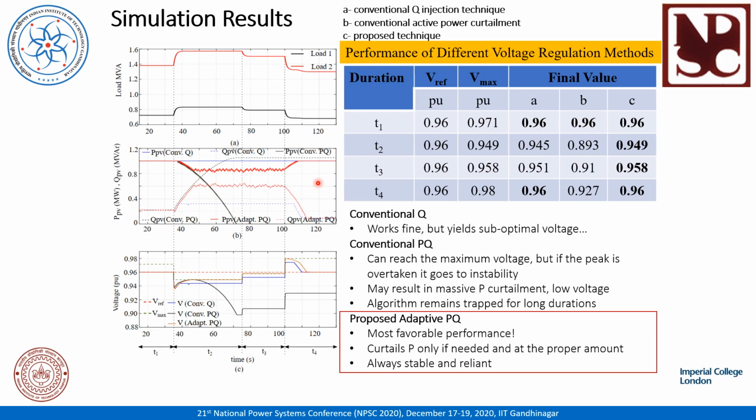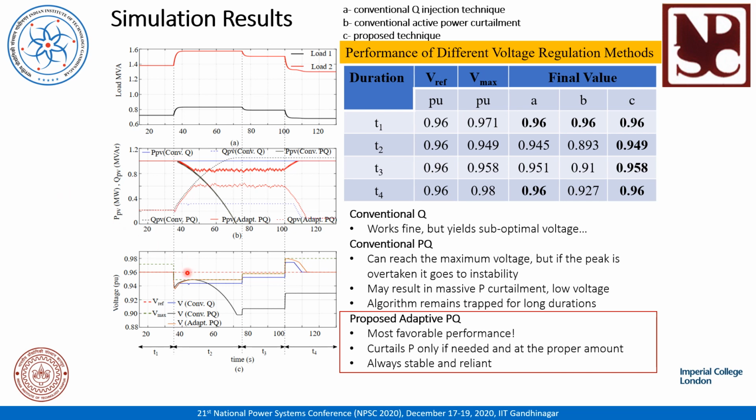In order to show the advantage, the proposed technique is compared with the conventional Q injection technique and the conventional active power curtailment technique. The loading profile for the two loads is shown in this graph. During the initial phase T1, all the three techniques can successfully regulate the PV node voltage to its reference 0.96 per unit value. However, in the next phase T2, as the load is increased by 25%, the regulation of the load voltage to 0.96 per unit is infeasible for all the three voltage regulation techniques.